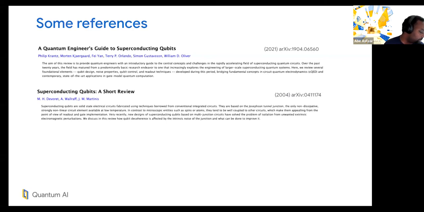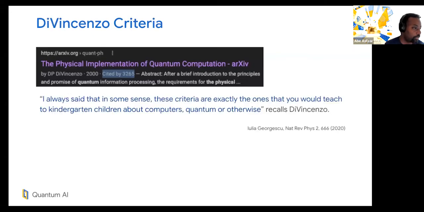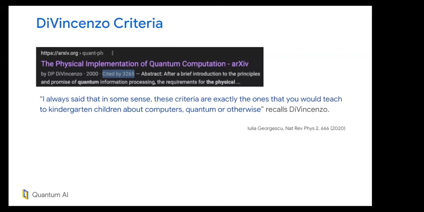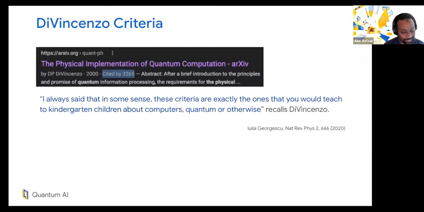So with these references in hand, let's go quickly through how we would make qubits out of superconductors. And as you talk about making qubits out of any material, as you go through this course, you've probably seen the DiVincenzo criteria mentioned over and over again. And that's a very helpful framework to think about how we make qubits. Incidentally, this morning, I looked up how many times the DiVincenzo criteria paper has been cited. It's cited well over 3,200 times.